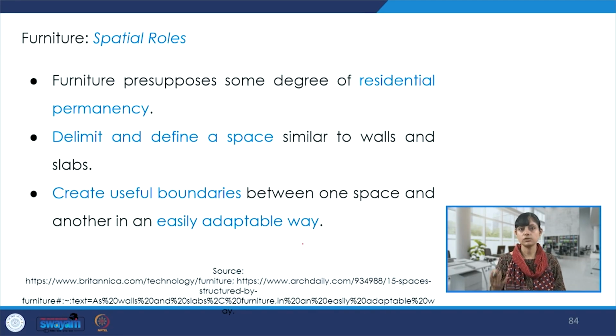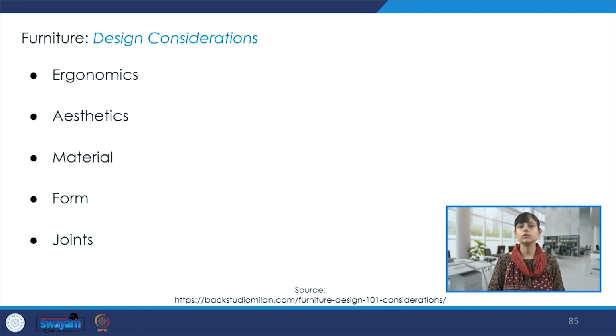There are diverse spatial roles that furniture could offer, right? So, of course, it could be seating, it could be storage, and it could provide some degree of residential permanence. It could delimit and define a space, it could create boundaries within a space, etc. And some of the important design considerations when we talk about furniture: ergonomics, very, very important. It has to be comfortable, it has to support human dimensions, it has to take care of the load, it has to have a certain form and certain edges that are comfortable.